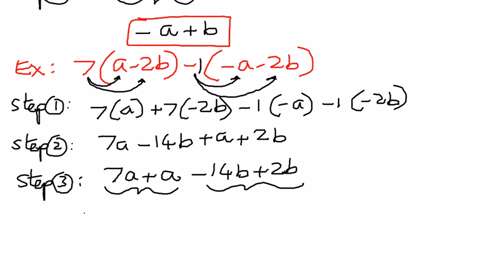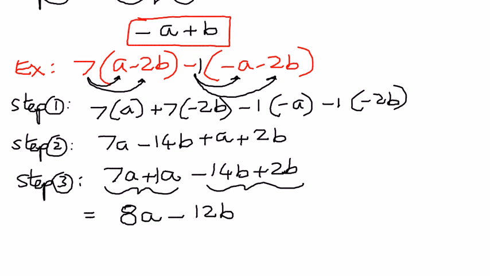So when we simplify that, 7a plus 1a, that's what it means. 7a plus 1a will be equal to 8a. And then negative 14b plus 2b. Negative 14b plus 2b will be negative 12b. So we have 8a minus 12b.